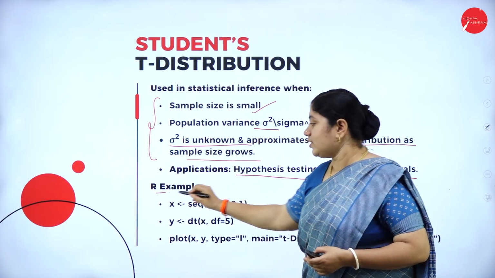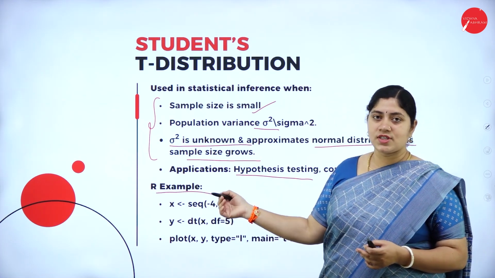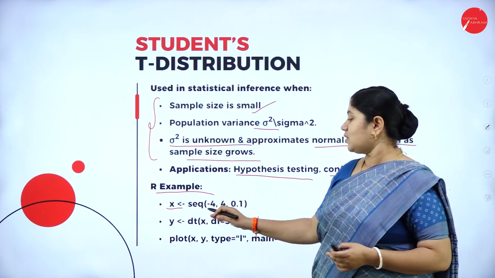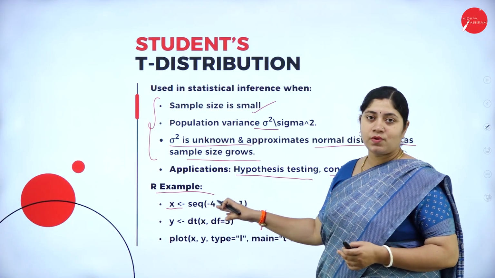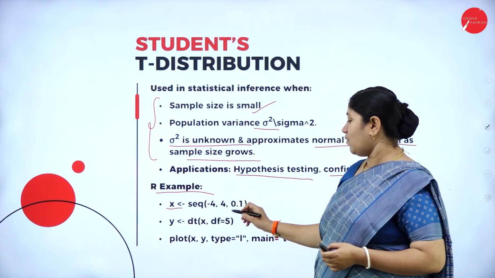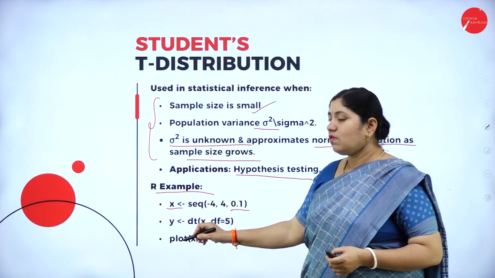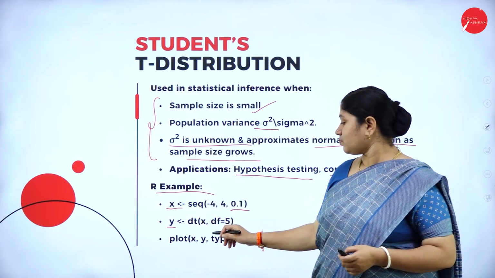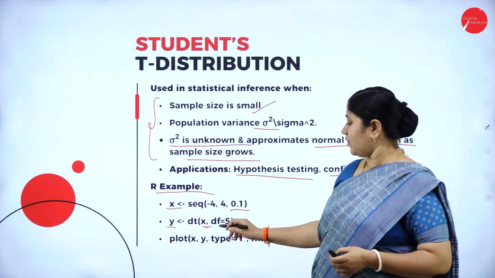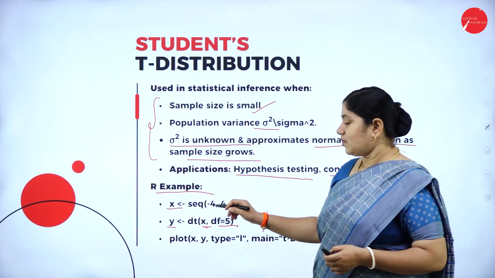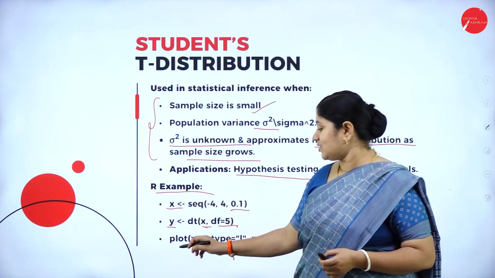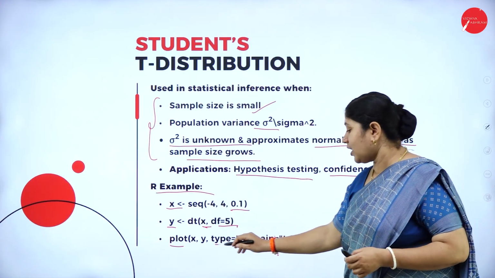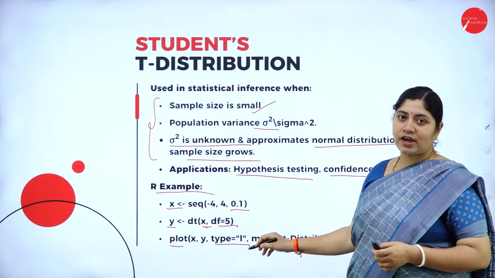Now, let us see a small example over here with respect to our syntax. So, we are assigning a sequence from -4 to 4 with a step of 0.1, okay. Now, again I am defining some set of values for y, that is dt of x with degrees of freedom 5, alright. Now, let us see a final plot. So, what is that plot? Plot of x comma y comma the type. So, the type over here that we have defined is l.